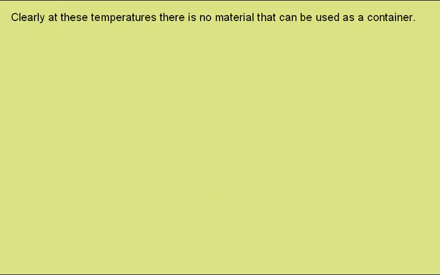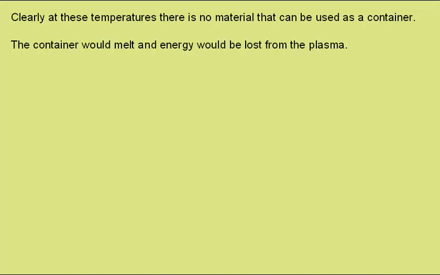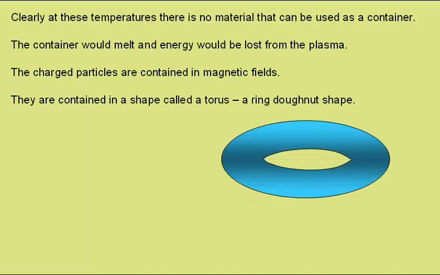Clearly at these temperatures there is no material that can be used as a container. The container would melt and energy would be lost from the plasma, plasma being a state where nuclei and electrons are no longer attached to each other. The charged particles are contained within magnetic fields. They are contained in a shape called a torus, like a ring donut shape. The plasma spirals around the center of the torus.